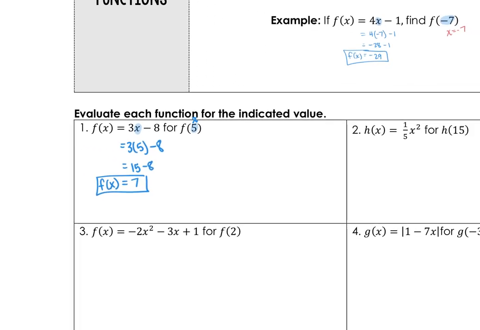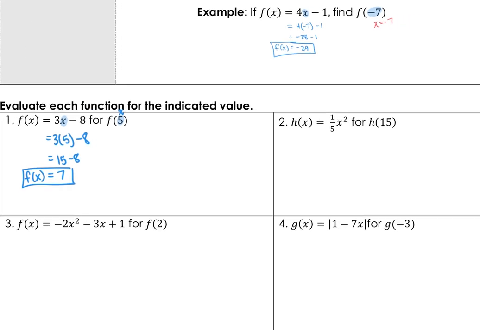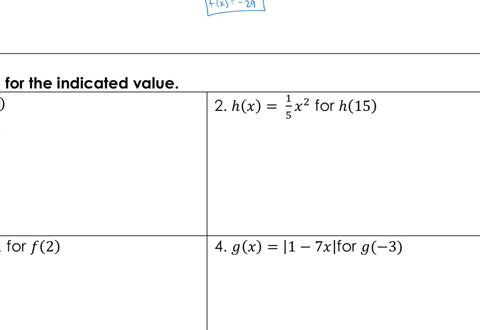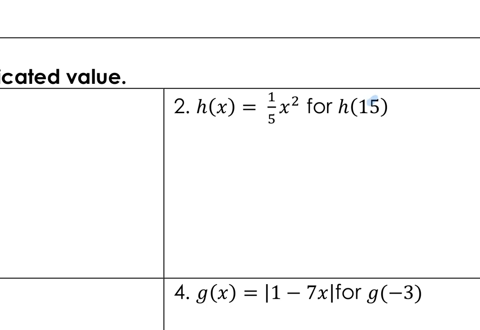All right, number 2. We've got h of x is equal to 1/5 x squared, and we are evaluating that for h of 15. So now we have a quadratic, but again, same thing. They're giving me the value for x, so all I have to do is take this x value of 15 and plug it in for x.